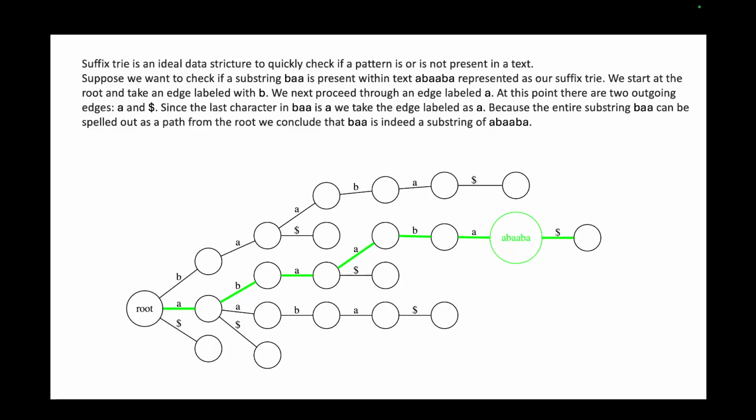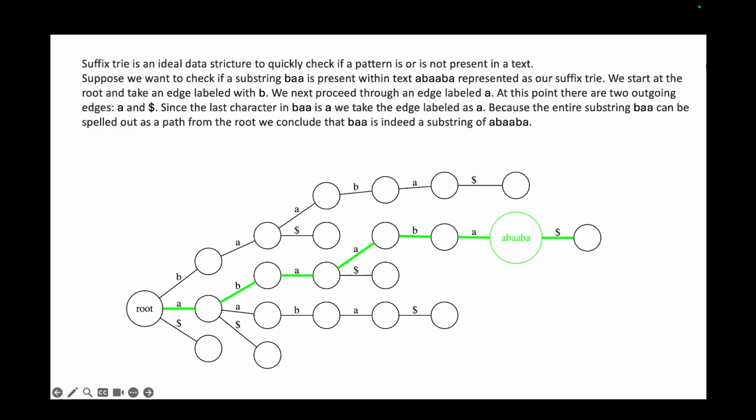Now, say for example you want to check if a particular string, BAA, is present within the text ABAABA. So this is your text and this is your substring that you are trying to find in your text. In our context, this is our reference genome and this is our read, which we are trying to align to the reference genome. So this is represented in this suffix trie.